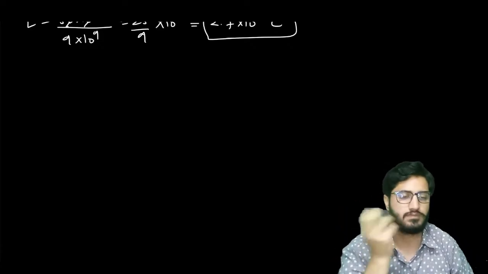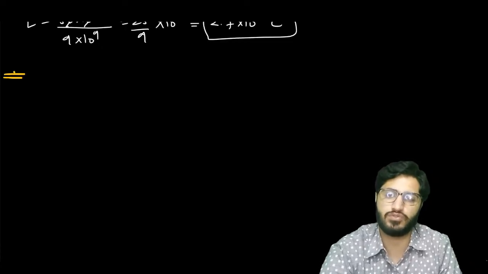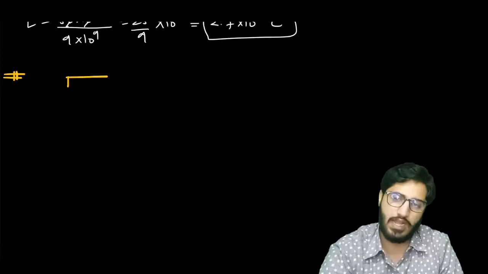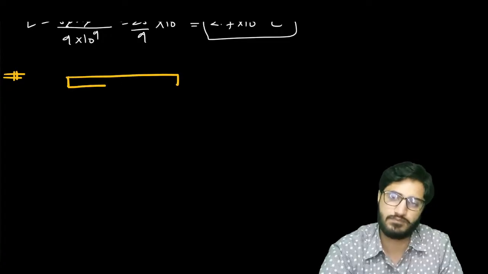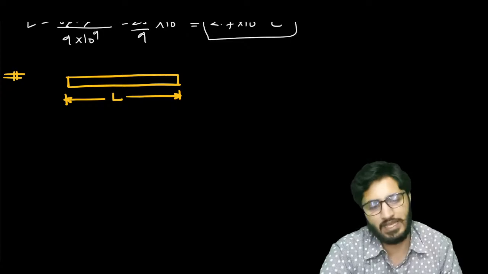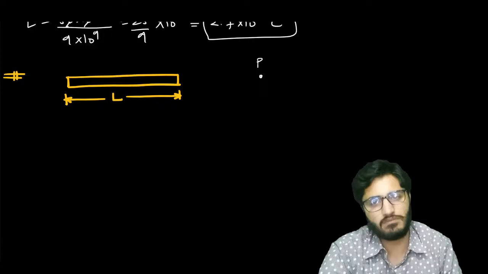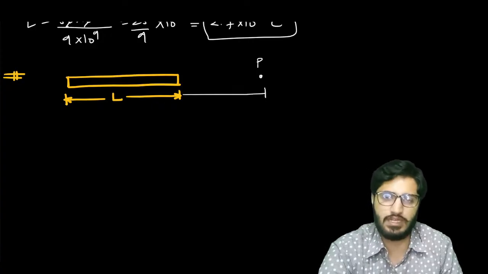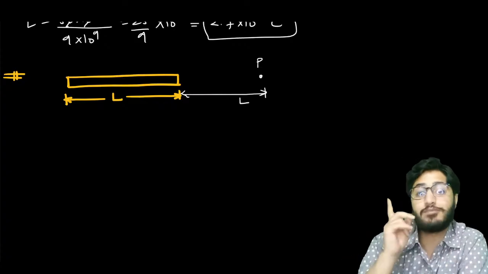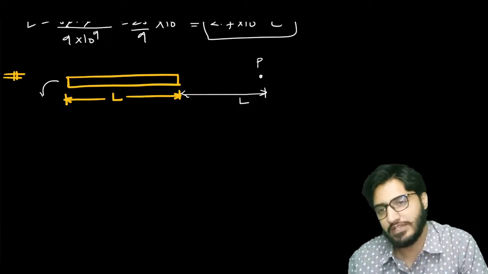One more numerical. You had done this numerical a couple of times in previous classes also. If we have a rod-like structure like this with length L, this length is L, this one is point P, and this length is also L. Then find the potential at point P due to this charged rod, if the charged rod has charge plus Q.